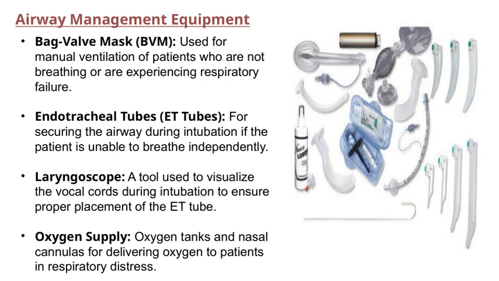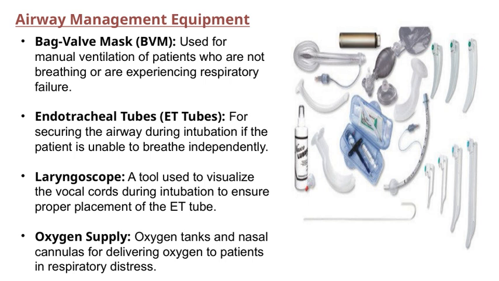Next, we have the endotracheal tubes, or ET tubes. These are inserted into the patient's trachea to secure the airway, especially when they can't breathe on their own. Proper placement is vital to ensure effective ventilation and oxygenation.